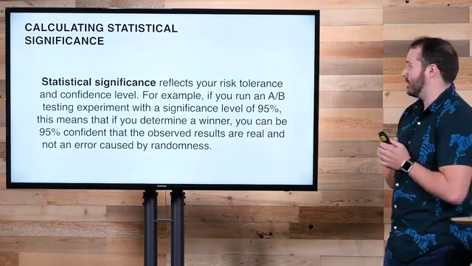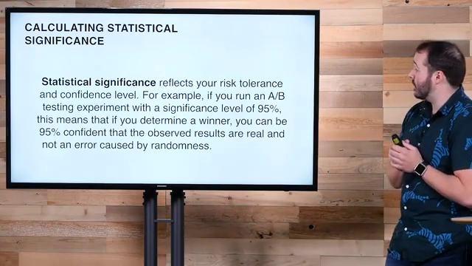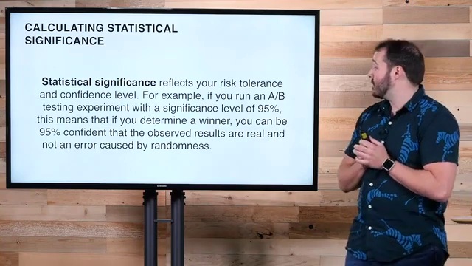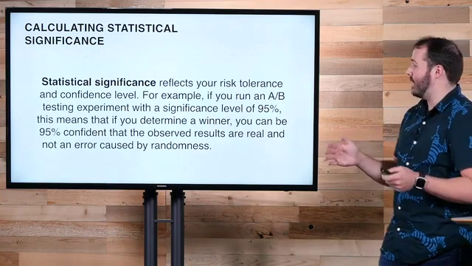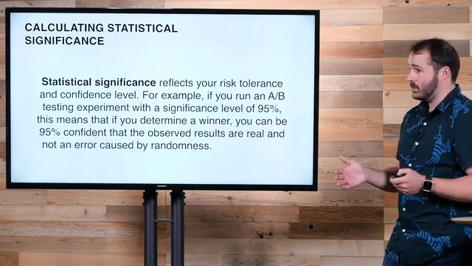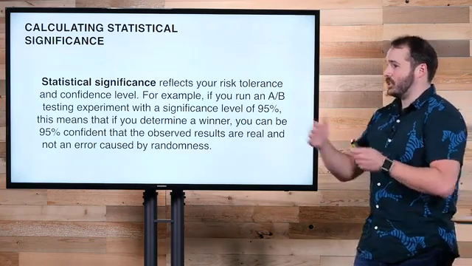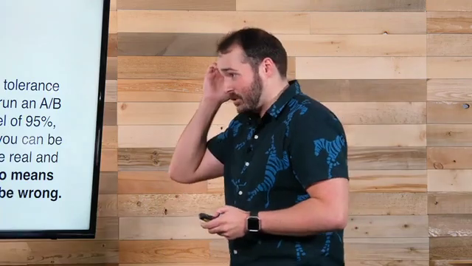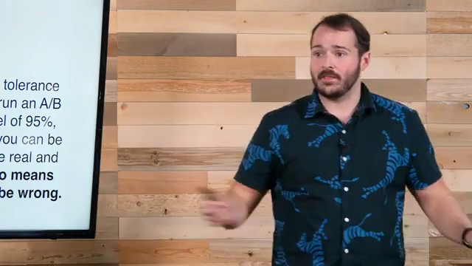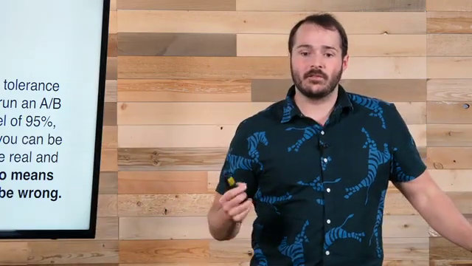For example, if you run an A/B testing experiment with a significance level of 95%, this means that when you determine a winner, you can be 95% confident that the observed results are real and not an error caused by randomness. So there's an actual change due to what was actually changed. It's not statistical noise. It also means there's a 5% chance you could be wrong, that there was a level of noise there.